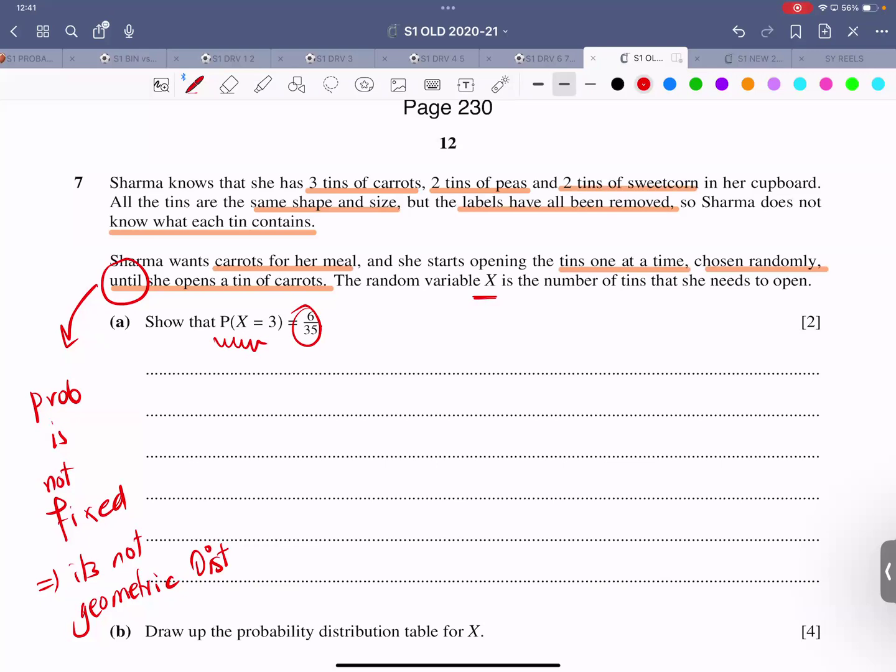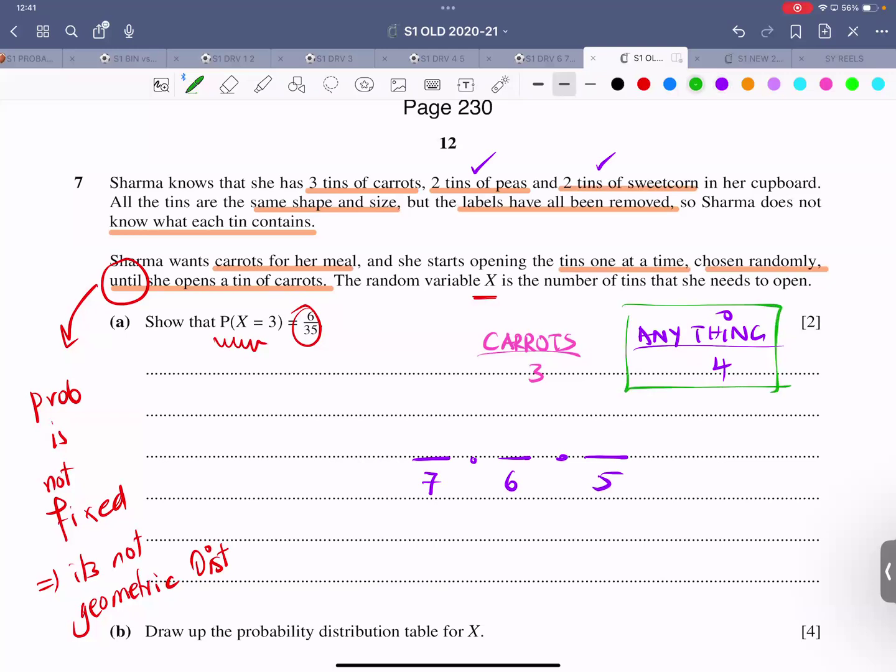So now, first of all, the thing that you need to distinguish is carrots. How many are there? 3. And non-carrots, anything else, that is how much? 4, sorry, this 2 and 2, that is 4. So now, first of all, if we talk about 3, the denominator should be 7, then 6, then 5. Do you agree? The first 2 should be something else. It could be anything else. So it could be any one of the 4, any one of the 3, and the last one has to be a carrot tin.